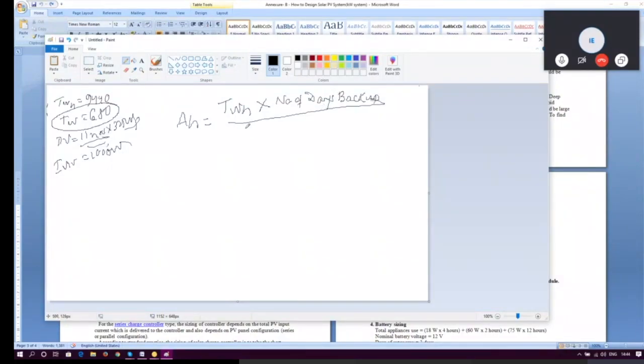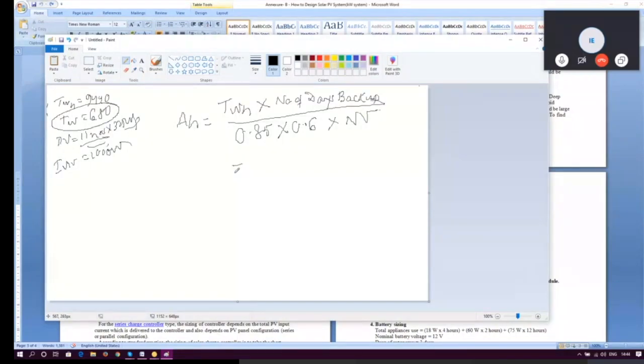Next is the battery loss factor, that is 0.85, multiplied by 0.6, the battery discharge, into the nominal voltage in V, the nominal voltage of the battery we are selecting. This is a single step formula for getting the ampere hour. We need not go step by step. We can go ahead and give this only, right?